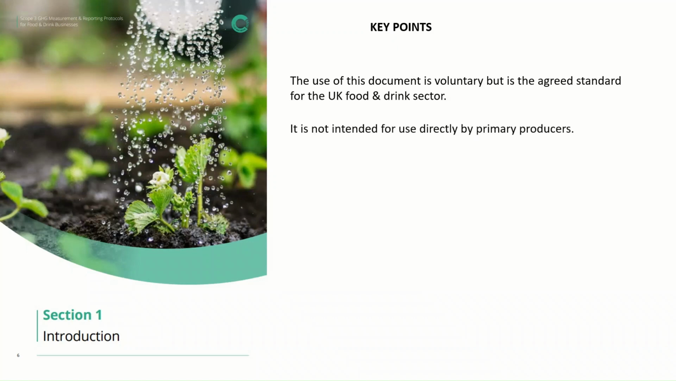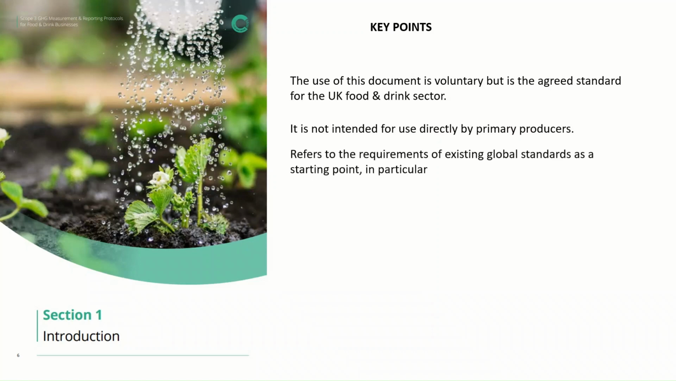The other thing is that it is not intended for direct use by the primary producers. In a supply chain of the food and drink sector, there would be some primary producers of something. This is not something that primary producers would adopt, but on a business level or an organization level, this guidance would be good. If someone has a business in the UK related to the food and drink sector, they can adopt this guidance for measuring scope 3 emissions. But at the primary producers level, this guidance is not applicable.